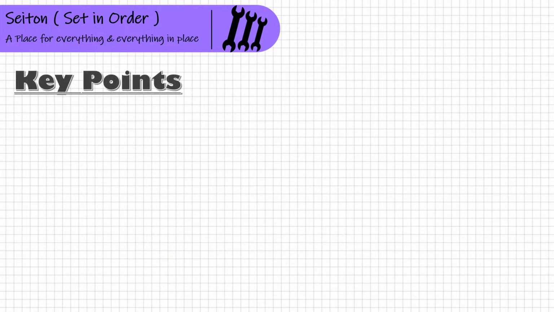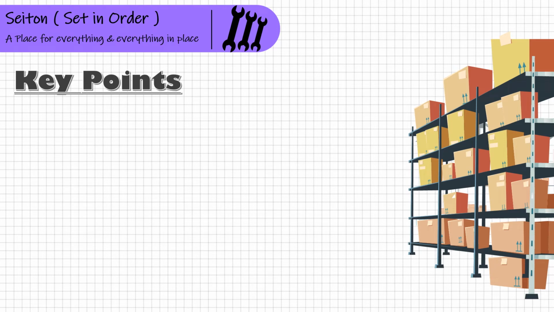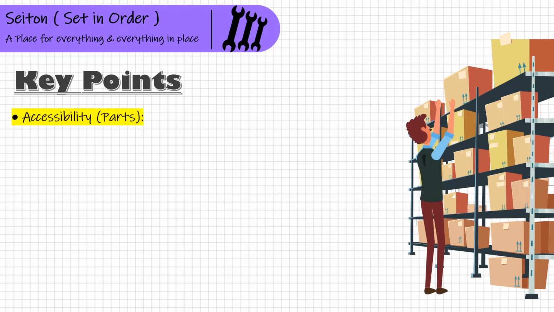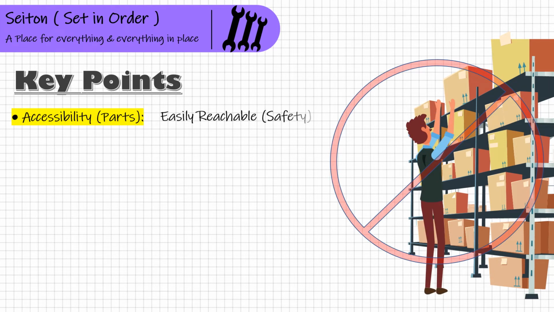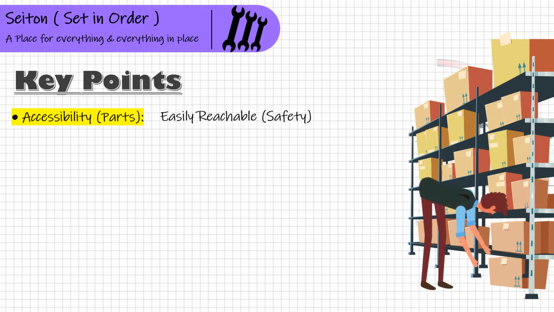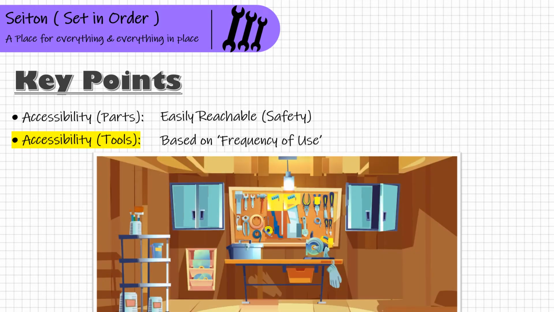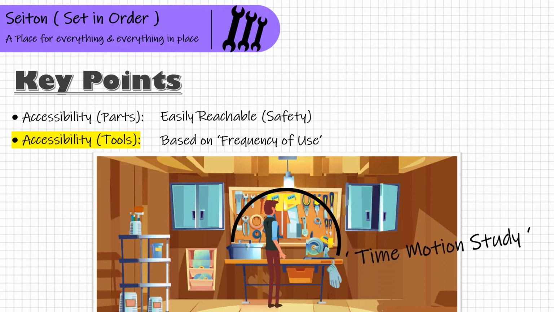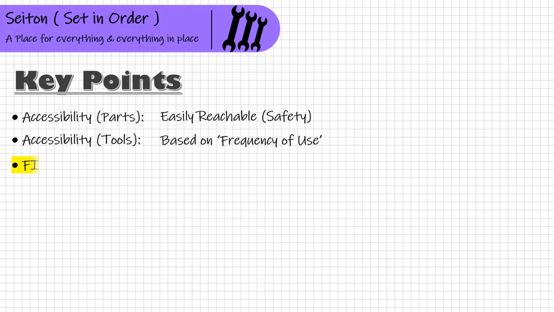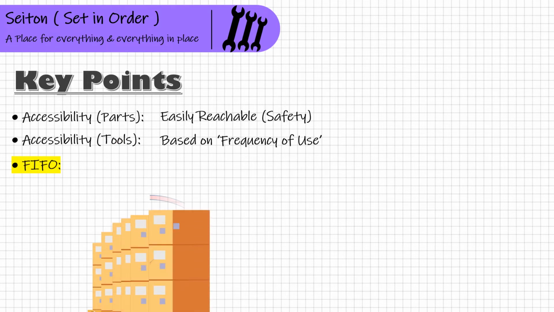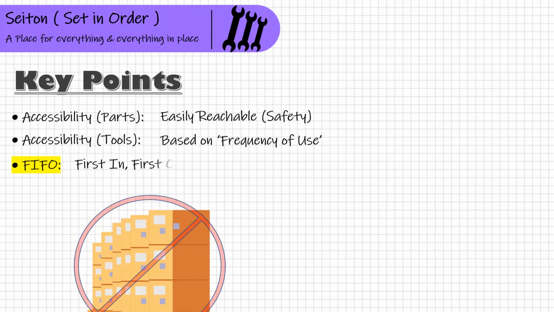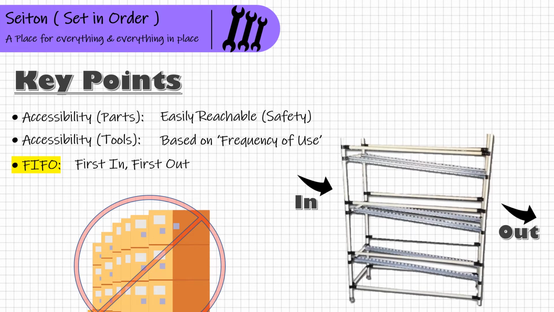Take care of a few key points while deciding the storage. Accessibility of parts. Storage should not be too high or too low. Accessibility of tools. Frequently used parts and tools are to be kept near the point of use. We will discuss this topic in detail later in time motion study. FIFO. Avoid stacking wherever possible. Ensure first in, first out.